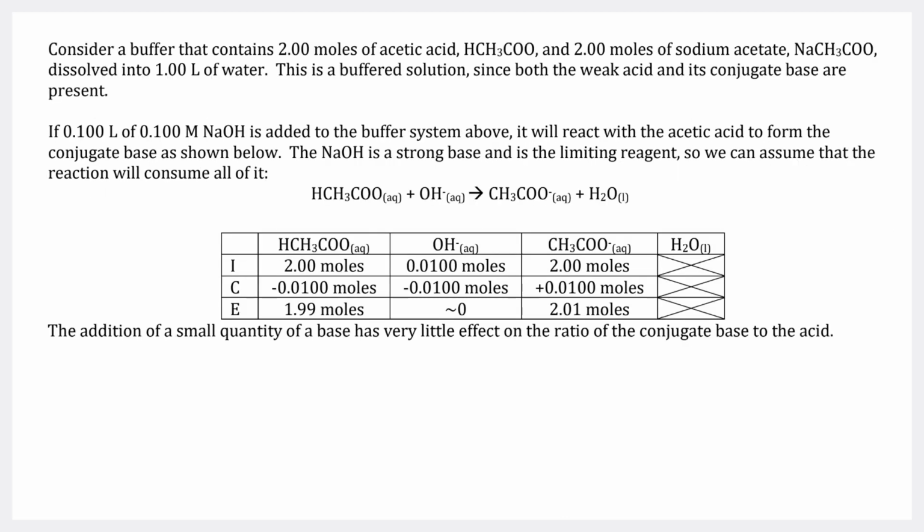Consider a buffer that contains 2 moles of acetic acid, HCH3COO, and 2 moles of sodium acetate, NaCH3COO, and they're both dissolved in water. This is a buffered solution since both the weak acid and its conjugate base are present. So just so we're clear, here's my weak acid, and here that's my conjugate base.